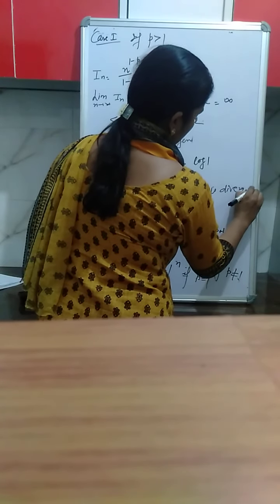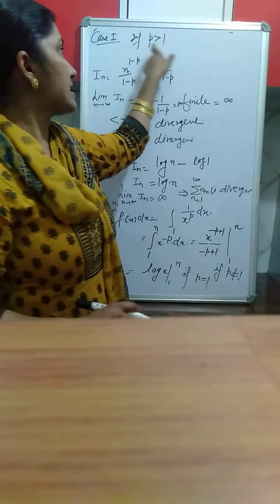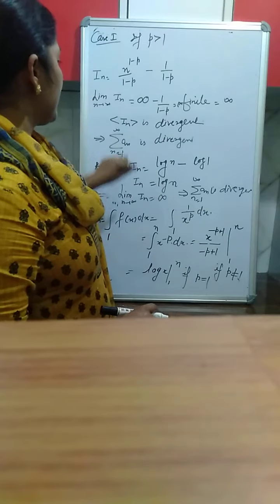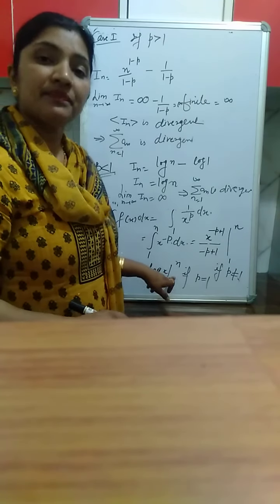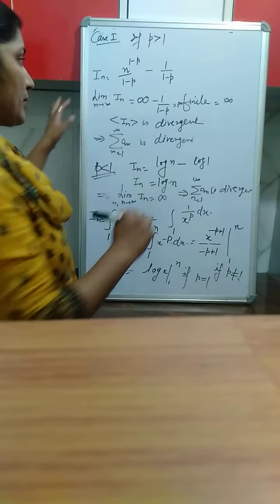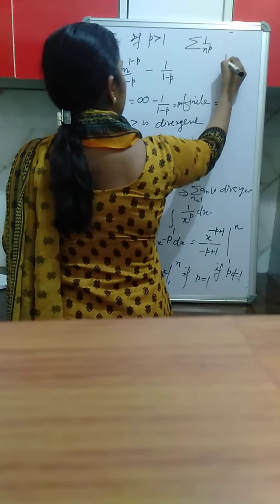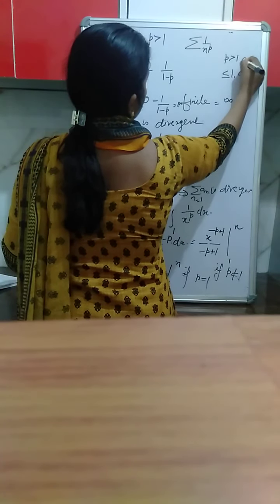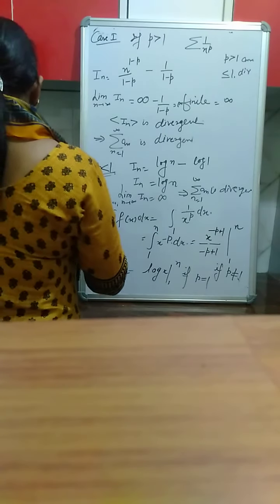So, what about the hyperharmonic series? The series is convergent for p greater than 1 and divergent for p less than 1 and for p equal to 1. Okay. So, summation 1 upon n raised to the power p is convergent for p greater than 1 and divergent for p less than or equal to 1. Okay. Let us consider some more examples.